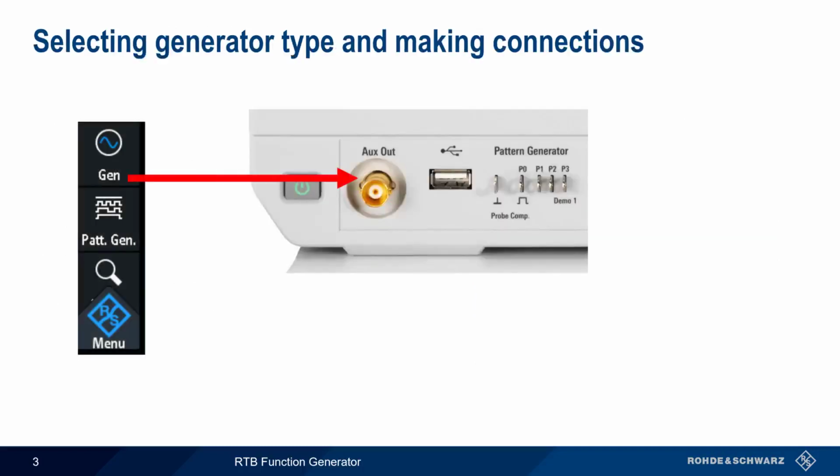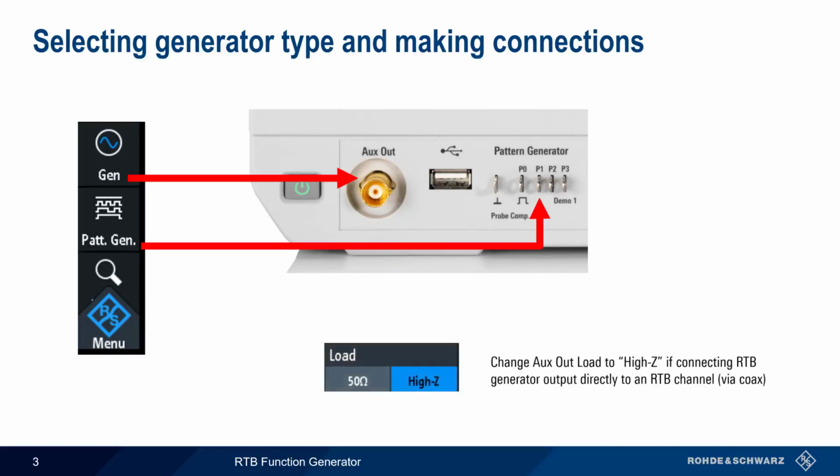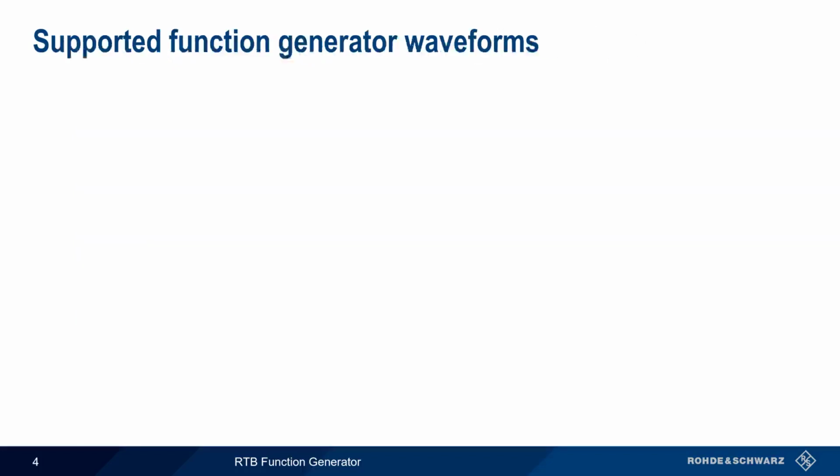The generator signal is output using the aux-out connector on the front of the RTB, and the pattern generator uses connectors P0 through P3. Note that if you're connecting the aux-out directly to an RTB channel via coaxial cable, you should change the load parameter from the default 50 ohm to high Z or high impedance. Let's start by looking at the function generator.